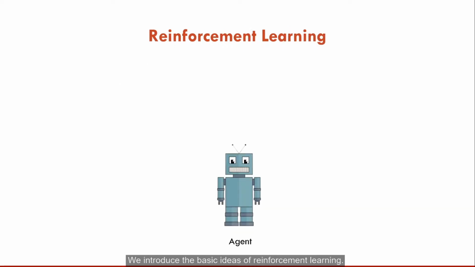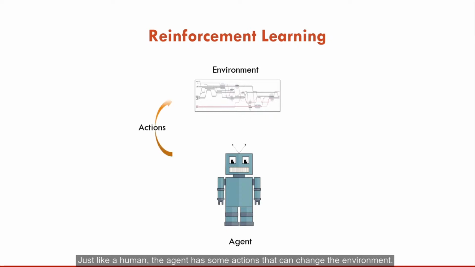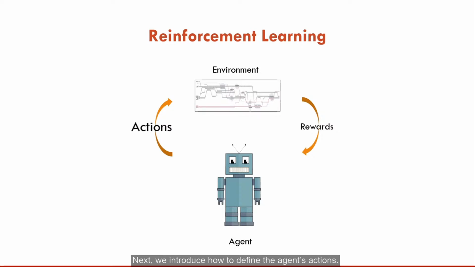Now we introduce the basic ideas of reinforcement learning. First, we have an agent, and the environment, which is the storyline visualization in this work. Just like humans, the agent has some actions that can change the environment. The agent can also observe the environment and get some feedback, which is called rewards. The training goal of the agent is to maximize the cumulative rewards. Next, we introduce how to define the actions.